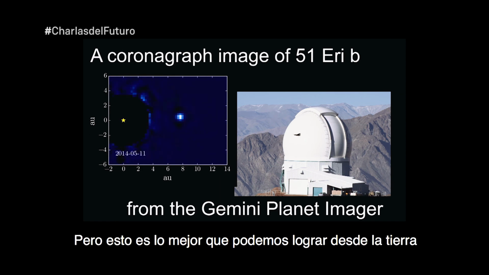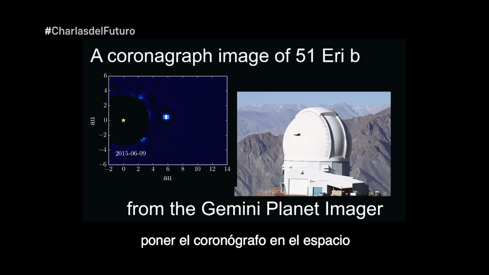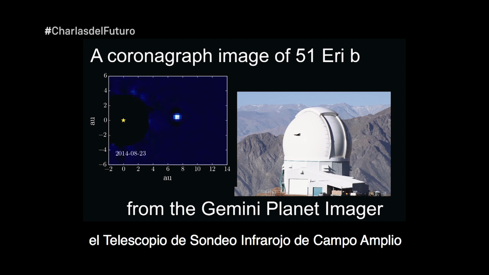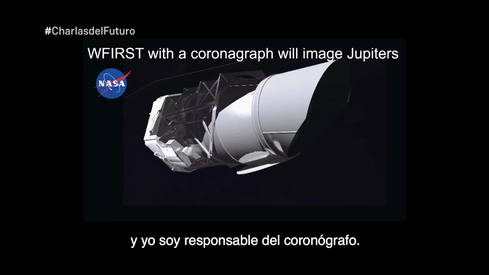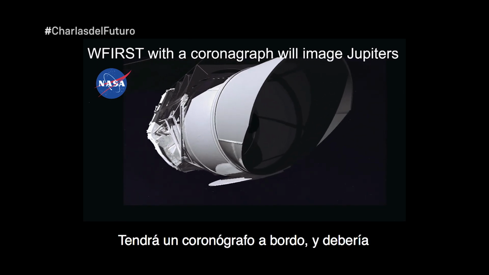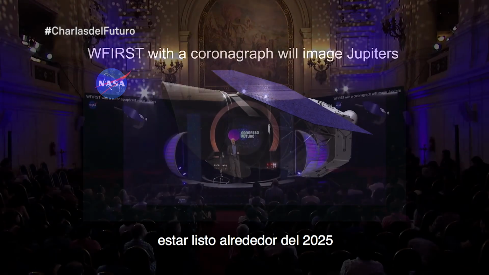But this is the best we can do on the ground. So to get Earth-like planets, we have to put a coronagraph into space. And that's exactly what's happening. So that's the WFIRST telescope, the Wide Field Infrared Survey Telescope, that NASA is now actively involved in. I'm responsible for the coronagraph. It will have a coronagraph on board. It is scheduled to launch in roughly 2025.